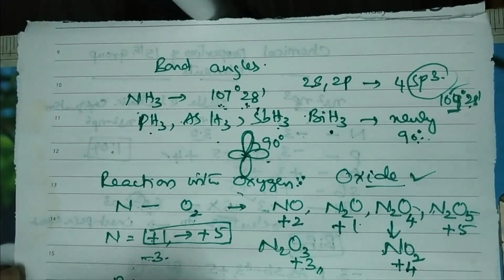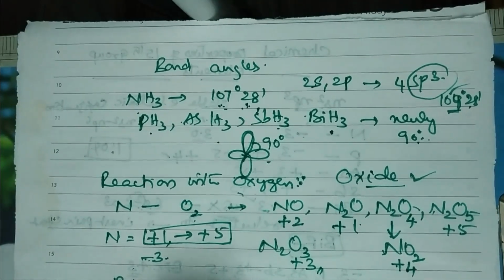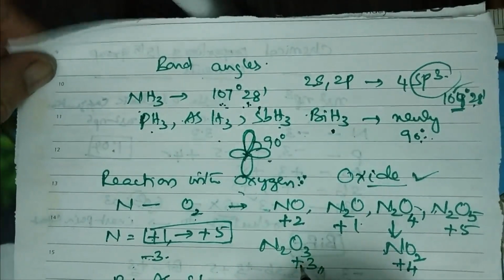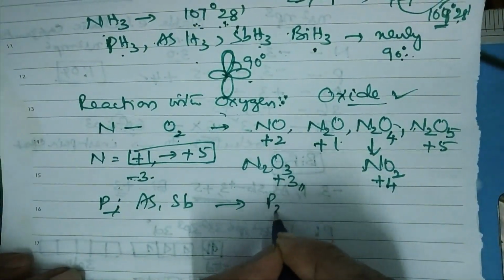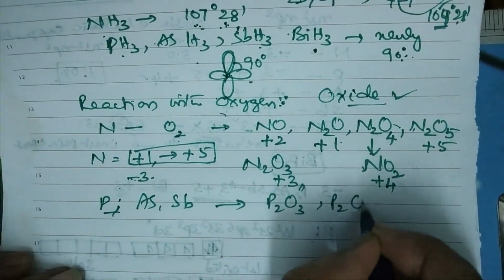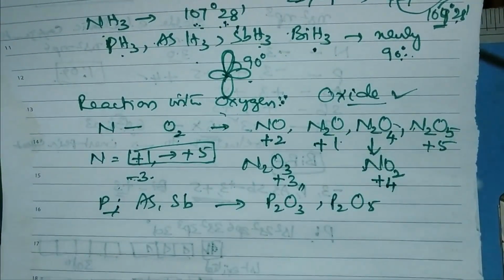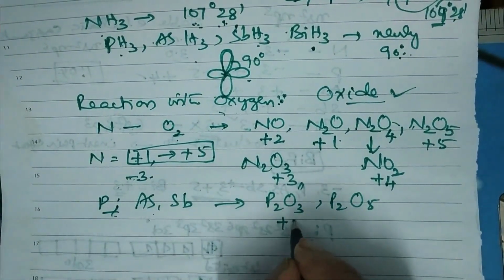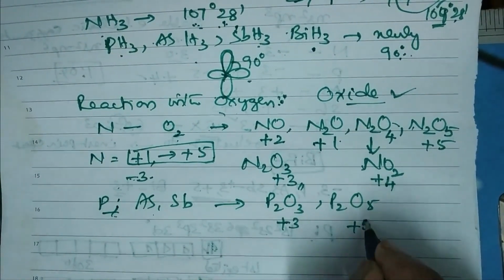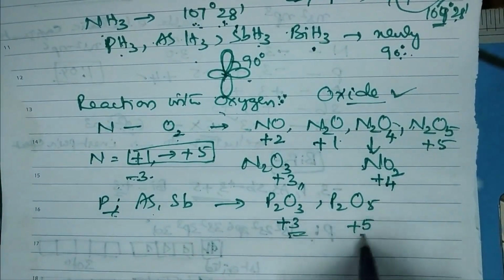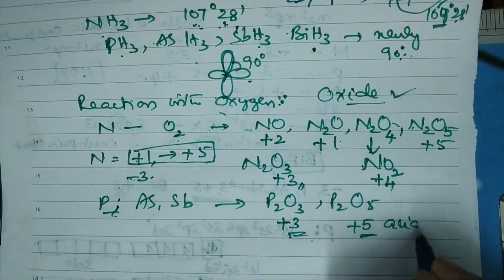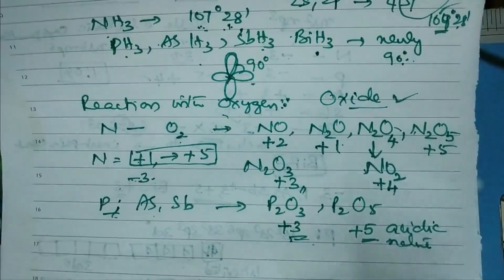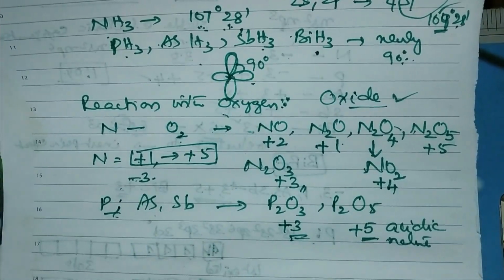And the next one, phosphorus. Phosphorus, arsenic, and antimony have 2 types of oxides: P2O3, the trioxide, and phosphorus pentoxide, P2O5. Only 2 oxides are formed by phosphorus, arsenic, and antimony. Here the oxidation state is +3 and here it is +5. As the oxidation number increases, acidic nature also increases.